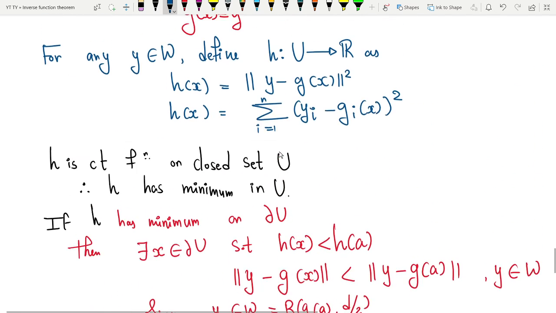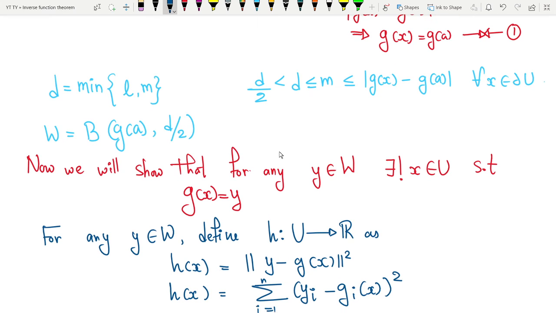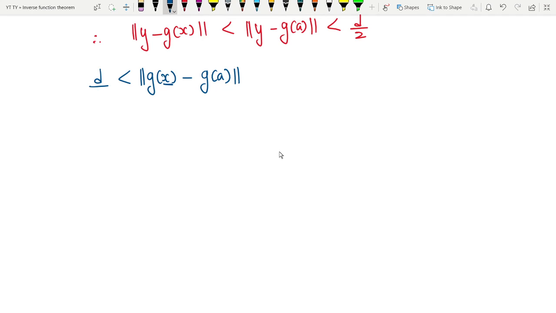Okay, and what else do we know? More precisely, it is not just greater than d, but it is even greater than or equal to d, right? So that d part would be very helpful to us, because d by 2 might not give me a contradiction, but d will. So it is greater than or equal to d.